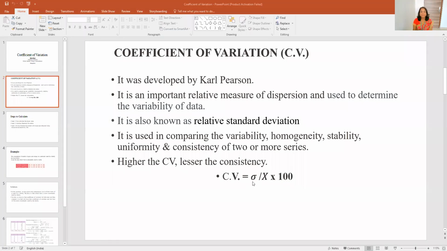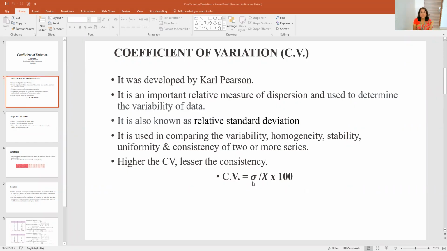Today, I am discussing in this video the coefficient of variation. It is a concept developed by Karl Pearson. It is an important relative measure of dispersion. Dispersion is variation in the data, how the data varies from the midpoint. It is used to determine the variability of data. It is also known as relative standard deviation.